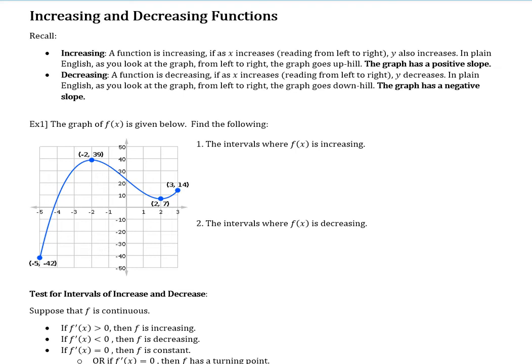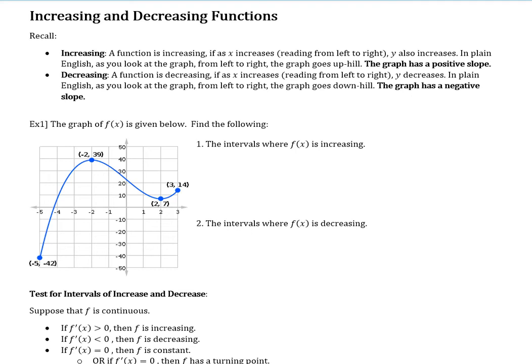So let's recall that increasing means that the function is going up from left to right. This is how it's written in math as well, but the main way I think of it is it goes up from left to right. And we would say that the graph has a positive slope at that moment when it's going up from left to right. Decreasing means the function is going down from left to right.